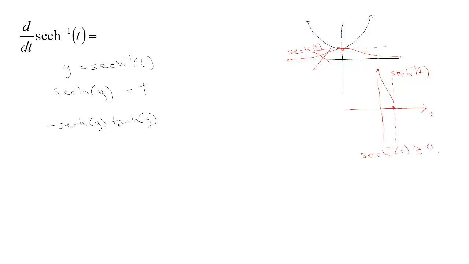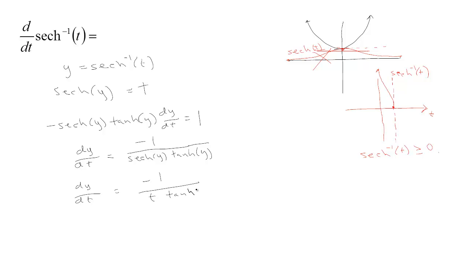So we get the derivative of the outside, evaluated at the inside, times the derivative of the inside, and that's equal to the derivative of the other side, which is 1. So dy dt is equal to 1 over secant y tangent y. Now, the secant of y we know is t, so we could replace the secant y with t.